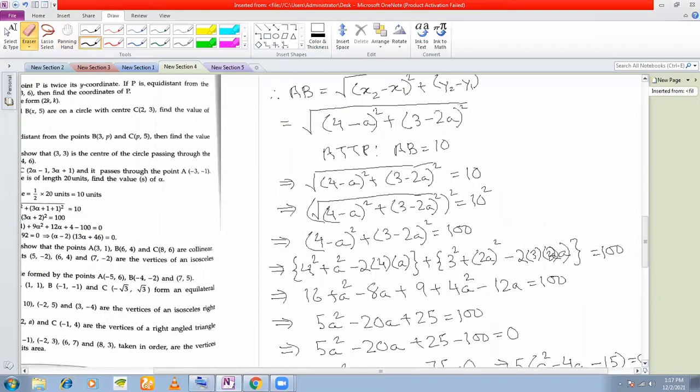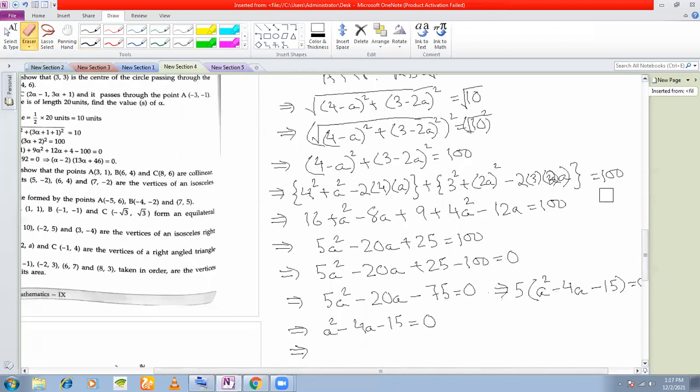That was my mistake here, that AB we should have taken as root 10. This is root 10. So you're going to square root 10 here. So that on the right hand side, now you are going to get this as 10. All this will be 10.